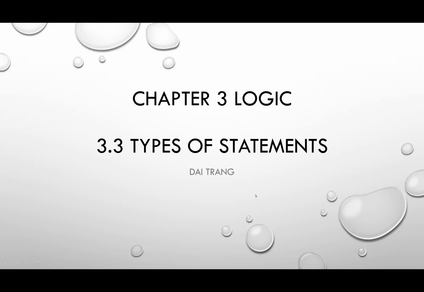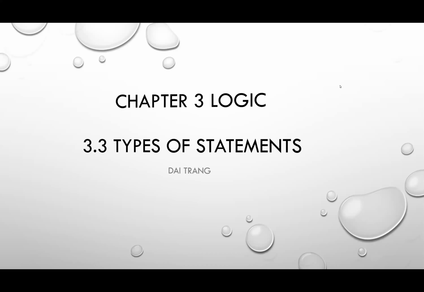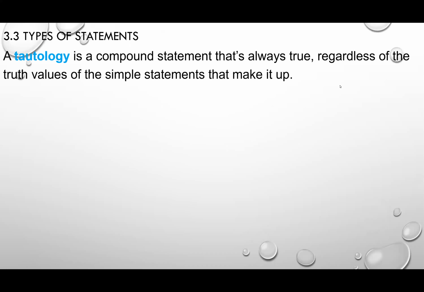So let's start 3.3, which is a different type of statement. I mentioned this last Thursday. In terms of a tautology, how can a statement be a tautology? If you construct a truth table and your truth table is made up of all true values, every single last statement is a true value, then it's a tautology.